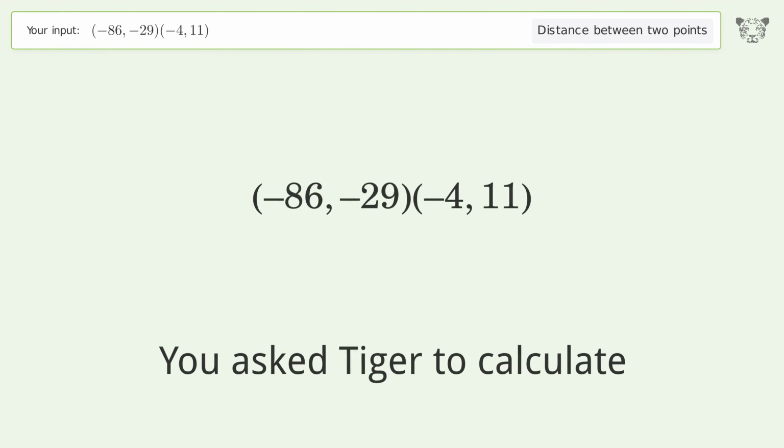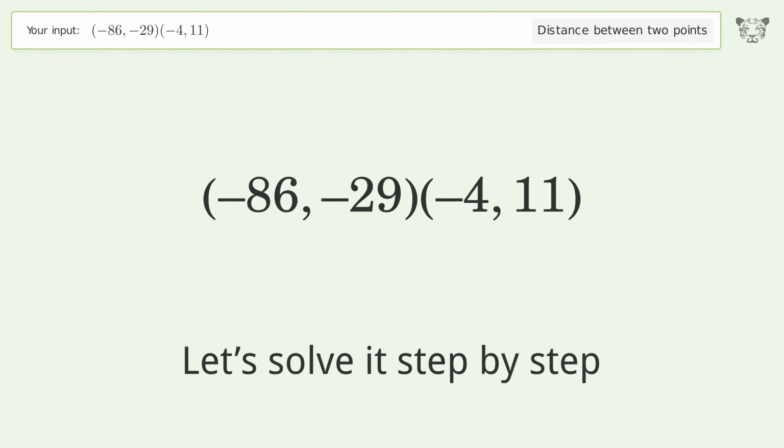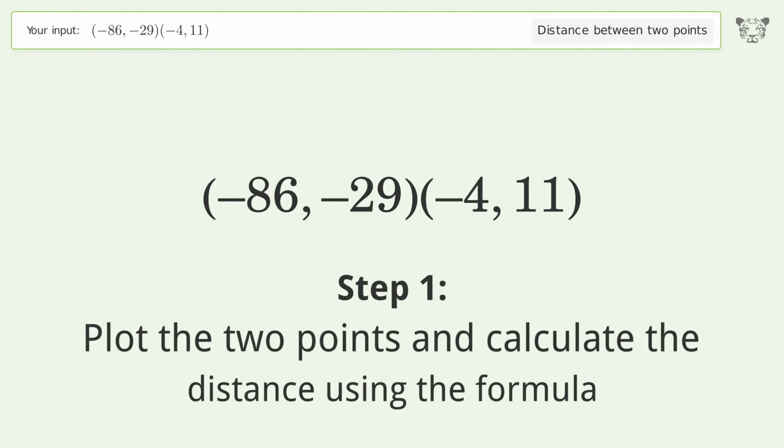You ask Tiger to calculate. This deals with the distance between 2 points. The distance between the 2 points is the square root of 8,324, or 91.236. Let's solve it step by step. Plot the 2 points and calculate the distance using the formula.